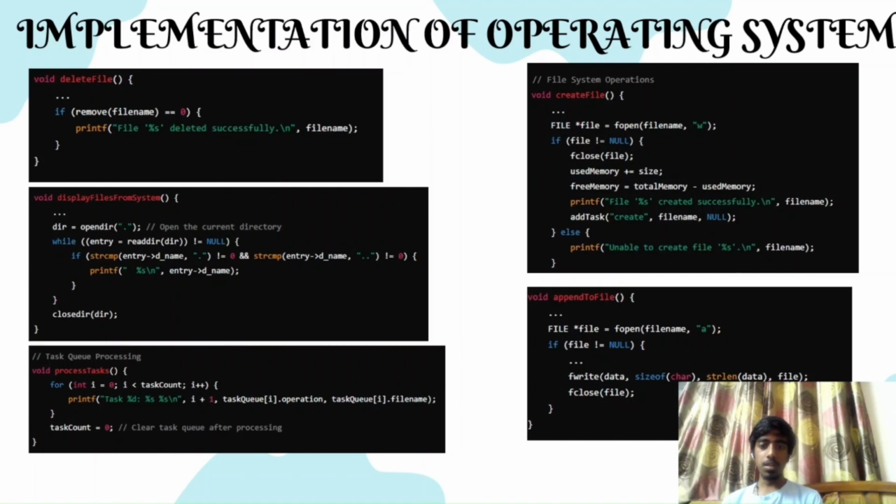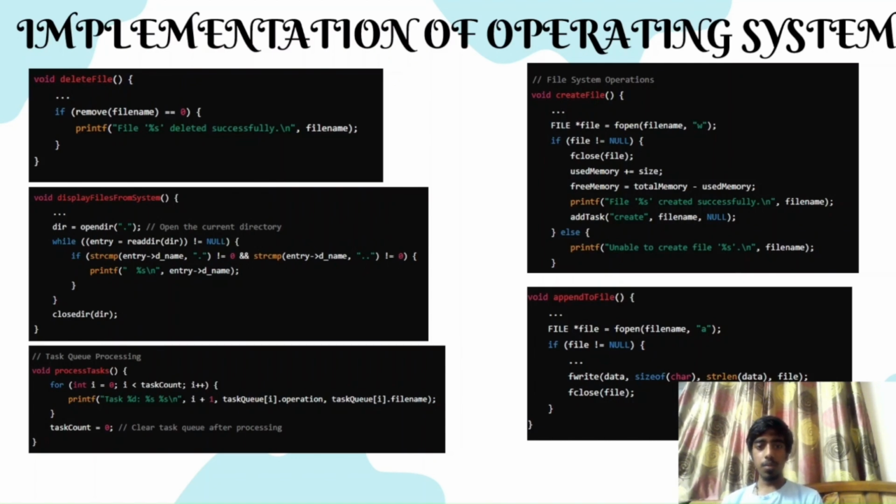Now the fifth function is append to file. This function appends data to an existing file. The line opens the file with the specified file name in append mode. If the file is successfully opened, the file pointer is returned. If the file cannot be opened, it returns null. The if statement checks if the file was opened successfully.